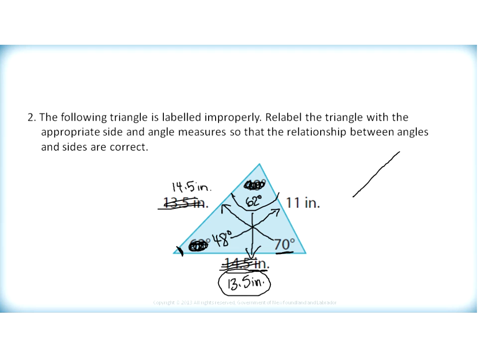So real quick, I'm going to try to draw this out again. So we're going to have 48 degrees here, 62 degrees here, 70 degrees here, then we have 14.5 inches, we have 11 inches, and we have 13.5 inches.